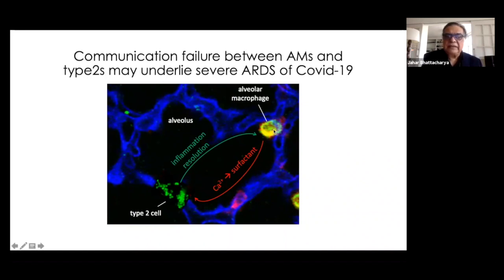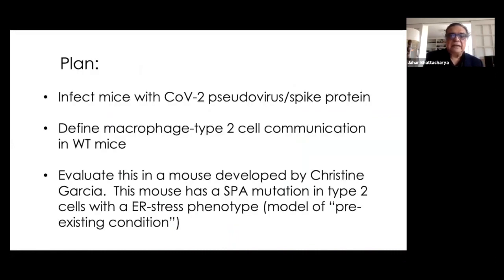So the macrophage sends a calcium signal to the type 2 cell to activate surfactant secretion. The type 2 cell sends a whole bunch of signals back to the macrophage to initiate inflammation resolution. And we need to know how this is going to happen in the context of coronavirus 2 infection. So our plans are to infect mice with the COVID-2 pseudovirus and the spike protein, which Dr. David Ho has very kindly agreed to give us. And we will study the cell-to-cell communication, as I've described, in wild-type mice.